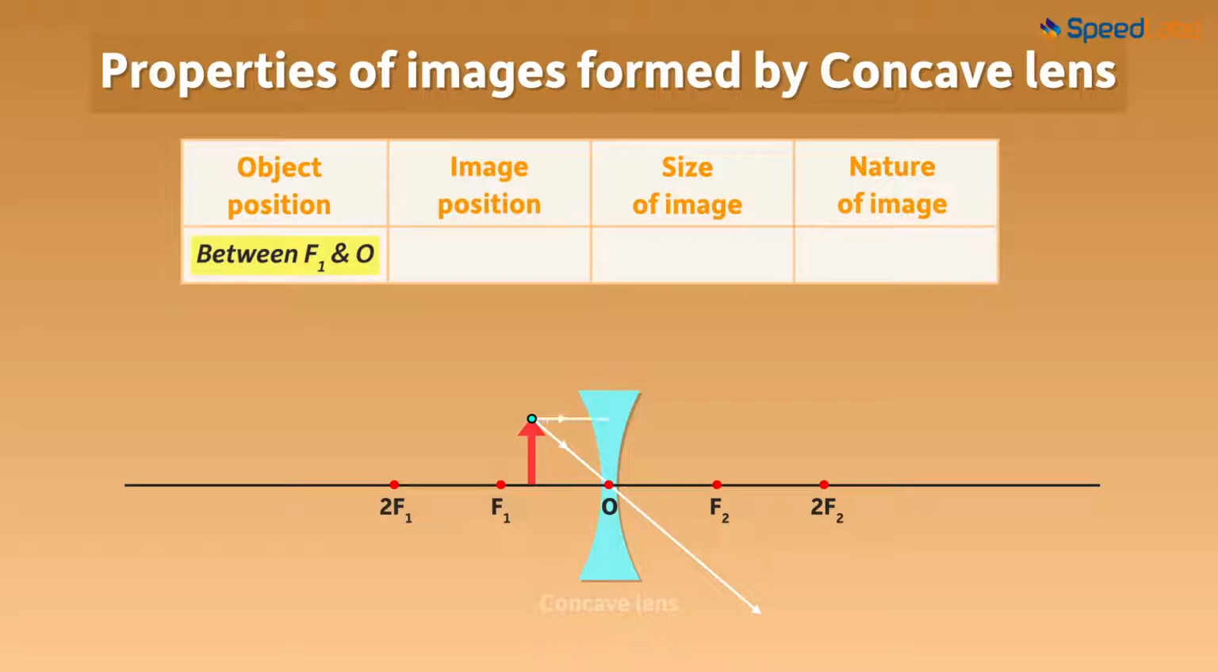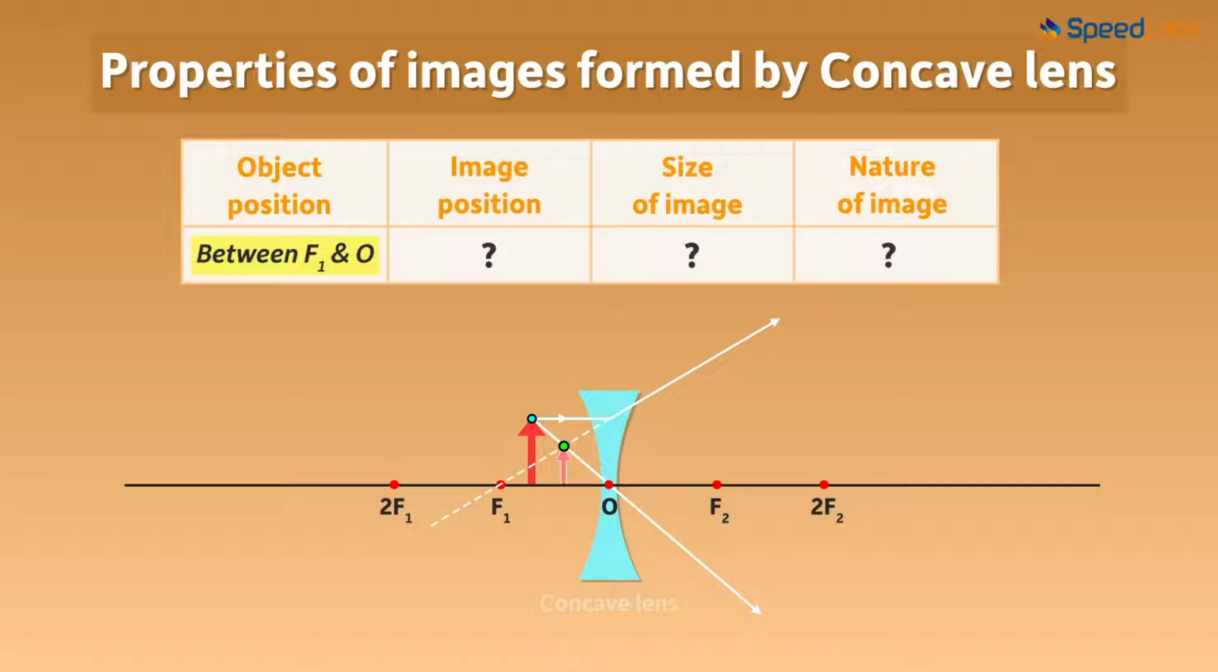What about the other ray? The other ray will get refracted like this. If we extend it backwards, it will go through the principal focus F1. And this point of intersection is where the image is formed. We will join this point with the principal axis to get the entire image.